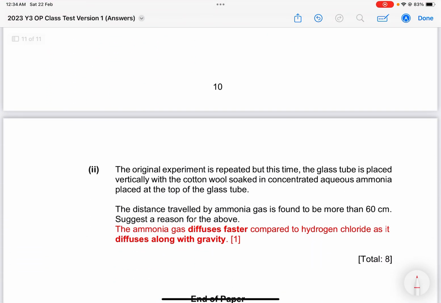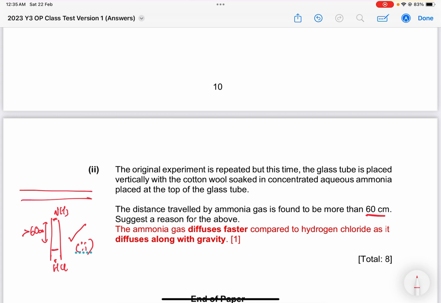Okay. Next one, part 2. The original experiment is repeated, but this time the glass tube is placed vertically with the cotton wool soaked in the concentrated aqueous ammonia placed at the top of the glass tube. So instead of horizontal setup, they now place it vertical. So this is the new setup here for part 2. They say the distance travelled by the ammonia gas is found to be more than 60 cm. So you know that the top is ammonia, the bottom is HCl. Then they say that ammonia is supposed to travel 60 cm, right? But it went beyond that, so it went further down. So why is it so?